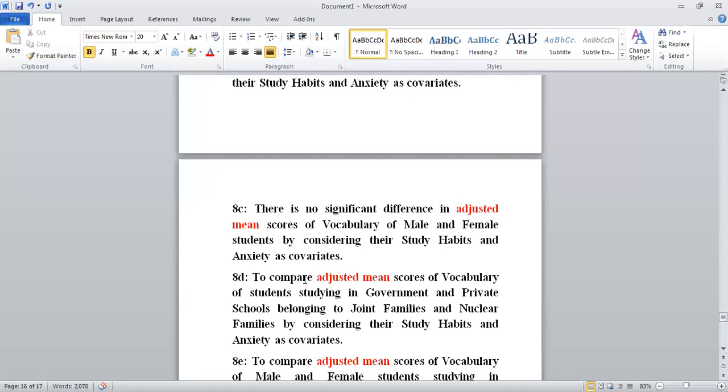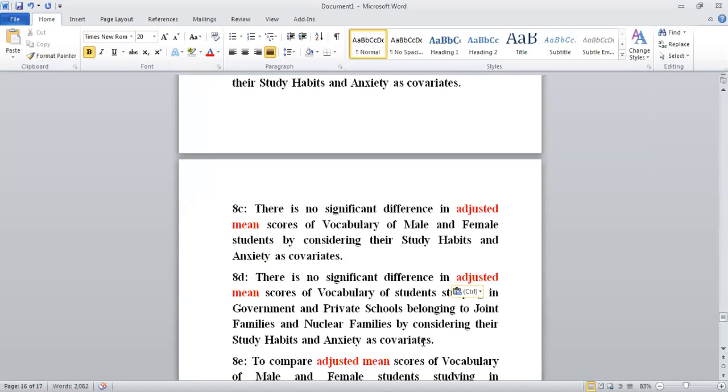Now this is the interaction, that there is no significant difference in adjusted mean scores of vocabulary of students studying in government and private schools belonging to joint families and nuclear families by considering their study habits and anxiety as covariates.